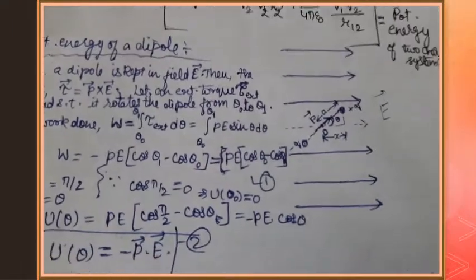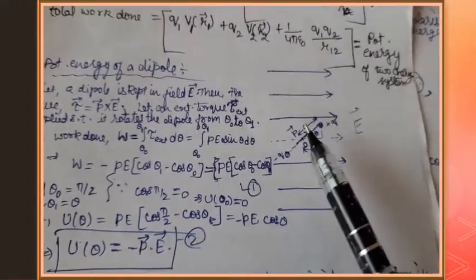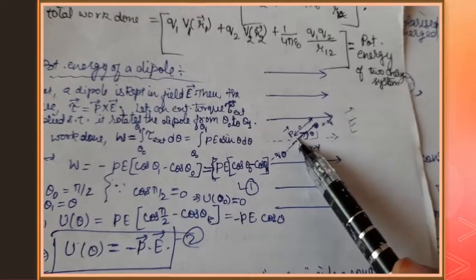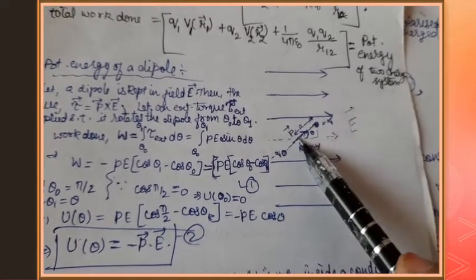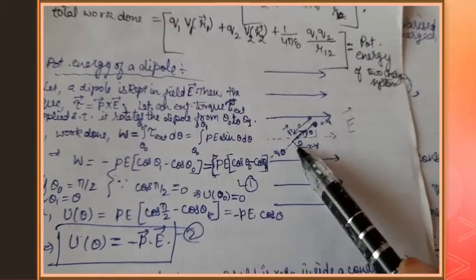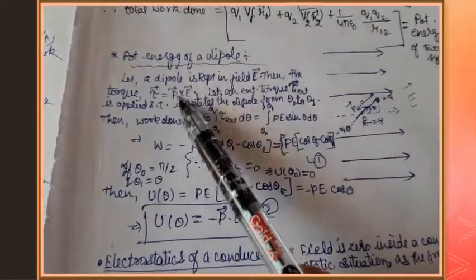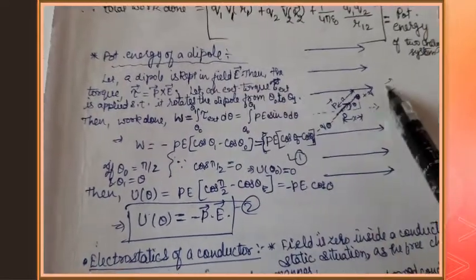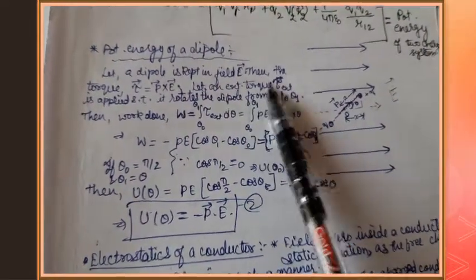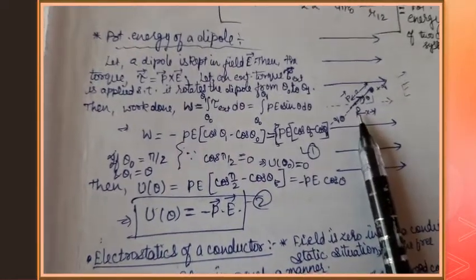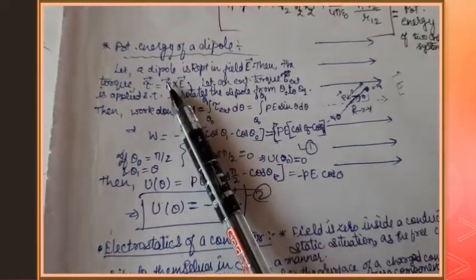It is theta. Now suppose the length of the dipole is 2a, then the half length will be a, which is from the center of the dipole to either of the two charges. Now a dipole is kept in an electric field E, which is shown through the arrows. Then the torque acting is p cross E. We have already studied about it. The torque on a dipole is p cross E.